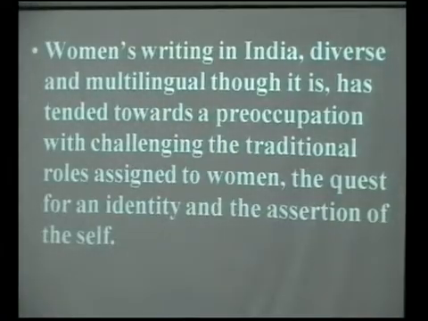Women's writing in India, diverse and multilingual though it is, has tended towards a preoccupation with challenging the traditional roles assigned to women, the quest for an identity and the assertion of the self. I would like you to understand something here. It is not as if Mulk Raj Anand, R.K. Narayan or Tagore were not writing about women. Many of their books, like we just talked about Vinodini, and many women play a major role in the stories of Narayan as well. But then women were never at the center. They were never the focal center of the book or the story.